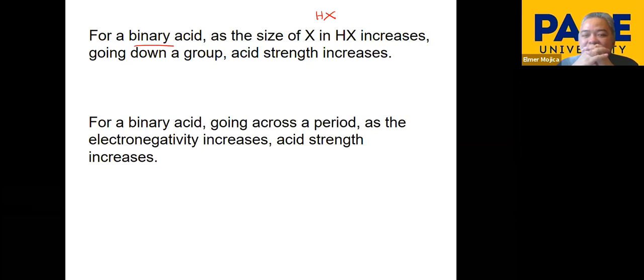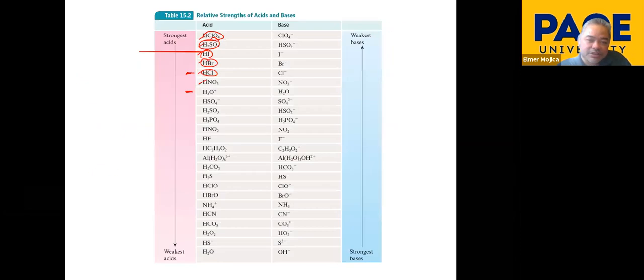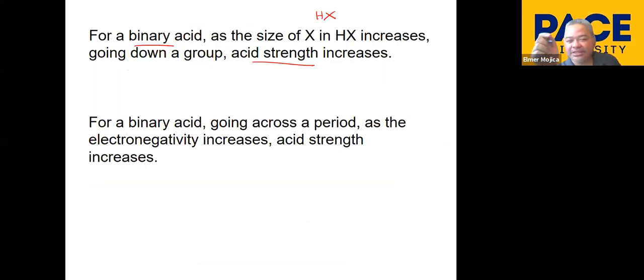They said here that for a binary acid, as the size of the X in HX increases going down the group, the acid strength increases. So what does it mean? Let's look at the table that we have here. The one that is strongest is HI, stronger than HBr, stronger than HCl. Does that make sense in the trends that we have? Is iodine the one found in the lowest part of the group? So we have here HI, HBr, HCl.